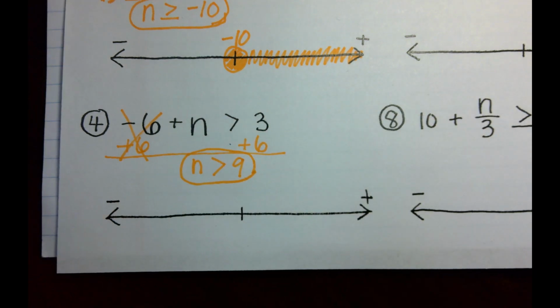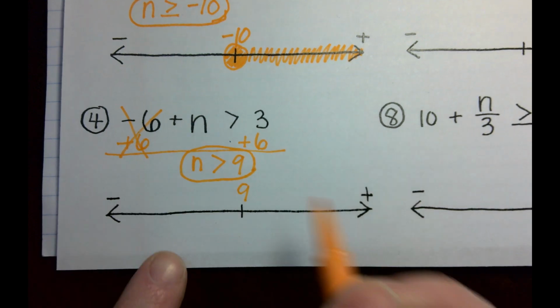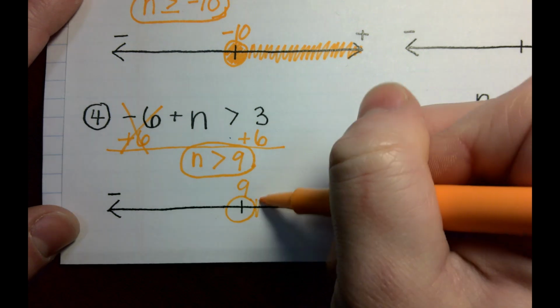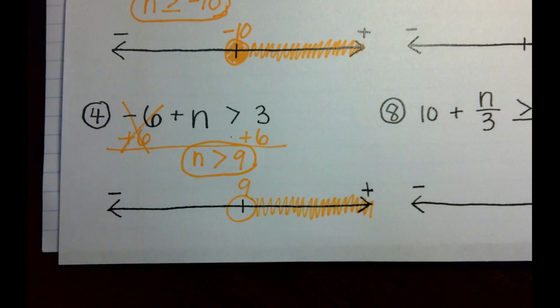So how would I graph that? 9 goes over my tick mark. Circle and leave it open. Perfect. Stay to the right. Very good. That is perfect. Okay.